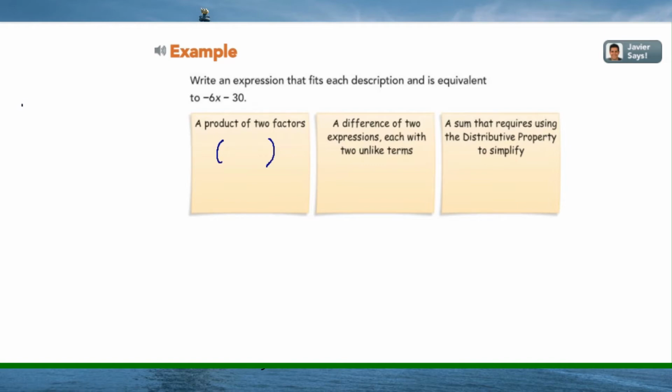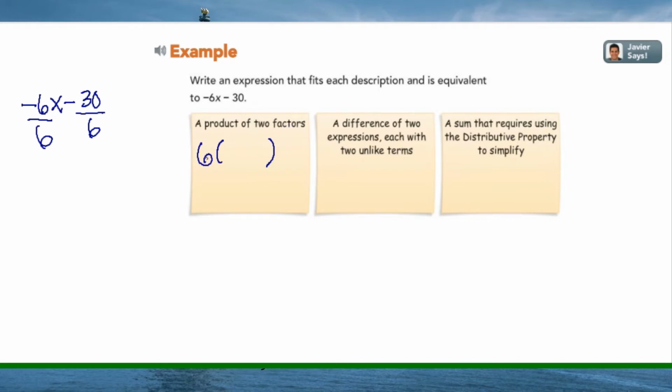So what we did in the first lesson was factor out the greatest common factor. But you can really factor out any number that's in common. But let's go ahead and start with the greatest common factor. So the greatest common factor of negative 6x and negative 30 is actually a 6. So we can use that to write it as a product of two factors.